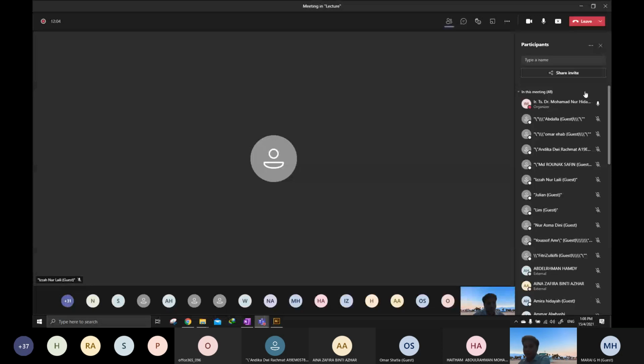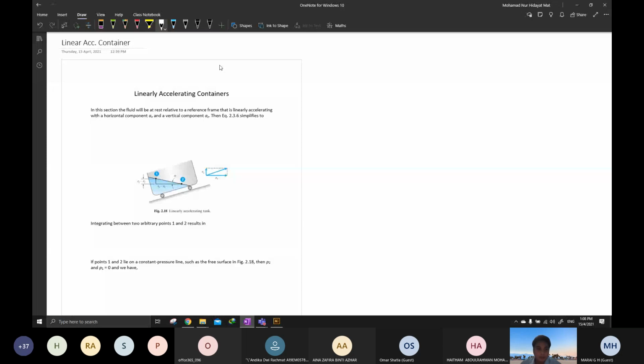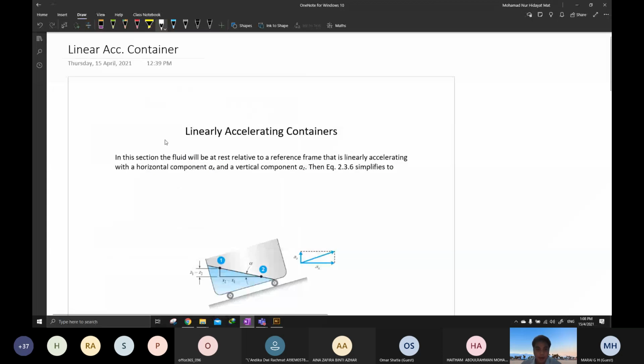Okay, so for today's session, we're going to cover the linear accelerating container. I believe you have printed out your lecture note. This is already posted in the e-learning. This is week 5, lecture 2. So this is the linear accelerating container.